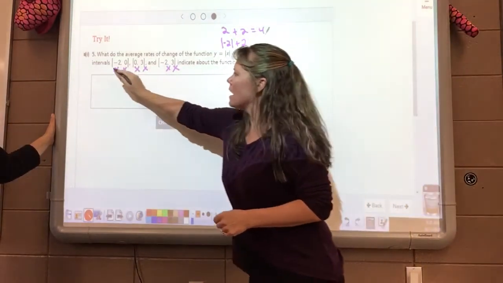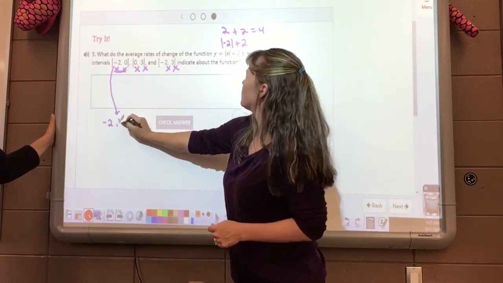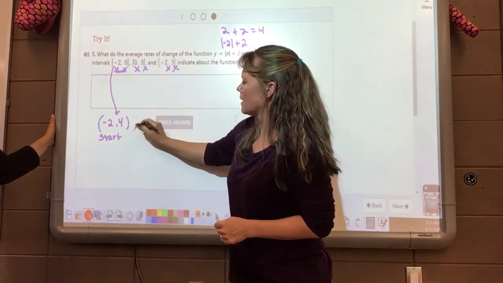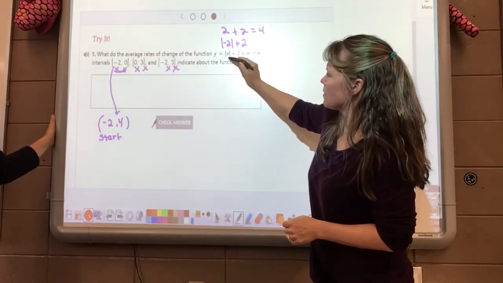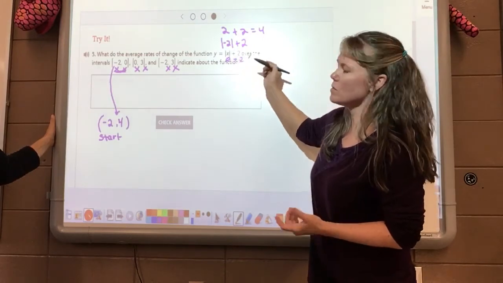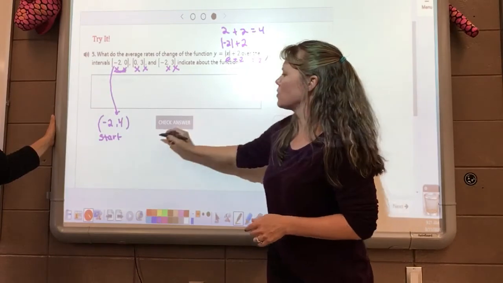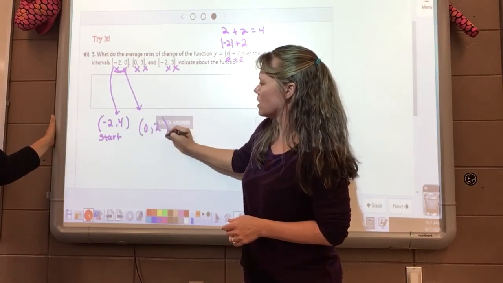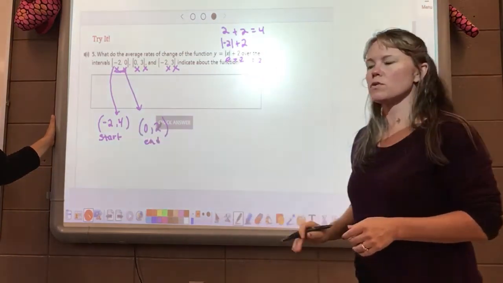So right now, I could tell you that this point is -2, 4. That would be my start. And then for my end point, I would plug 0 into the absolute value, plus 2. The absolute value of 0 is 0, plus 2 is 2. So the point that this one produces would be 0, 2. And that's my ending point. So I would find the slope between those two.